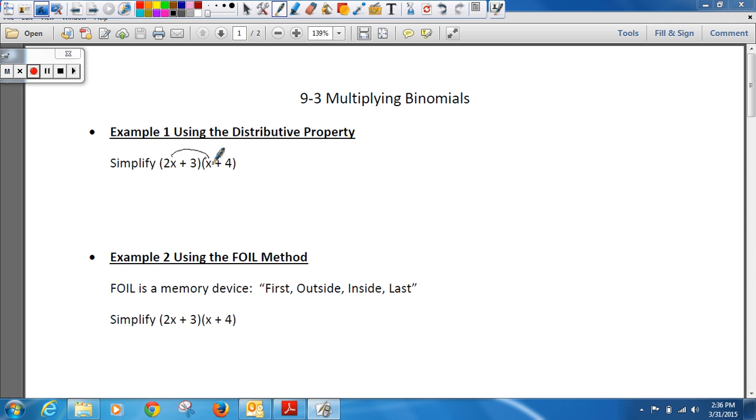We take 2x times x, which gives us 2x squared because we add the exponents, 2x times 4, which is positive 8x. And then we distribute the second term. 3 times x is positive 3x. 3 times 4 is positive 12. We're not done if we have like terms to combine. So you always have to combine your like terms. So I end up with 2x squared plus 11x plus 12.